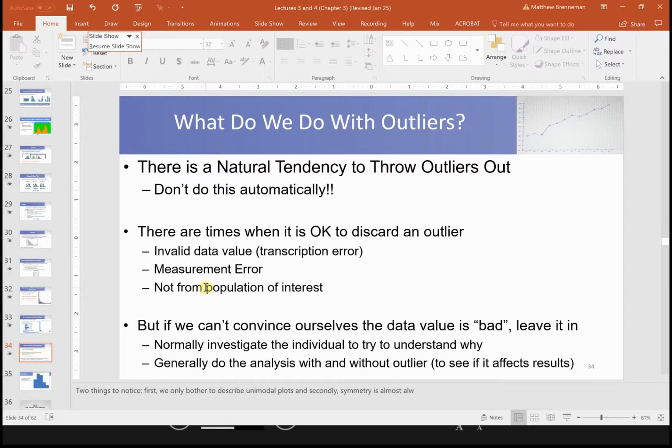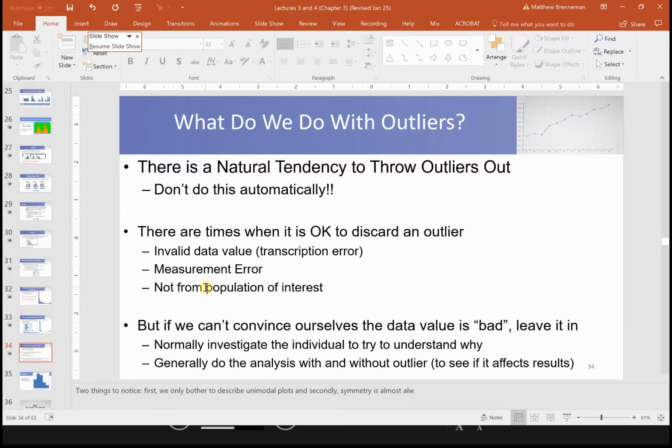Maybe there's a surge, something happens, you get a really crazy reading, okay? Or again, it's not from the population of interest. If I'm measuring heights of children, and all of a sudden an adult somehow got into the data set, right? I would throw that person out, not because it's an invalid value, but just because they don't belong in the data set that I'm studying, okay? So these are valid reasons. If we can't convince ourselves it's one of these, we have to leave it in.